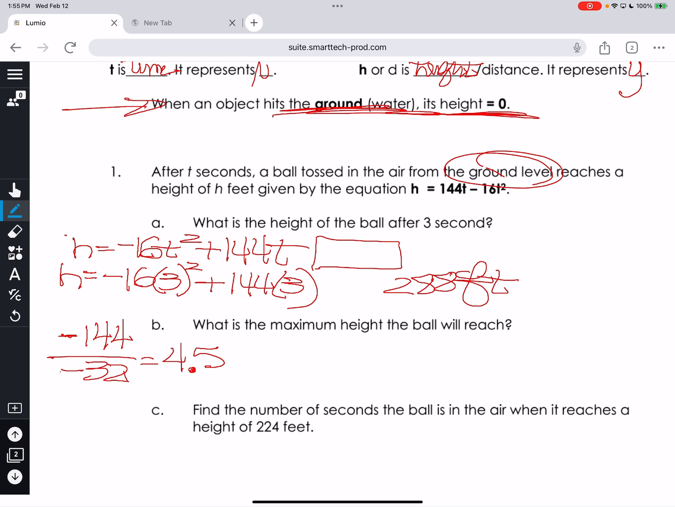So then you take 4.5. That's your x value. That's how many seconds it's going to take for it to reach the vertex, the maximum height. Now plug it in. So plug it into h. We're finding the height.